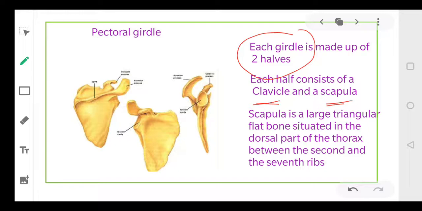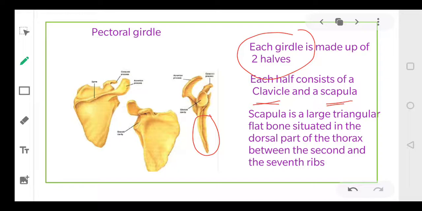And it has a spine. You can say the dorsal flat triangular body of scapula has a spine-like structure which is called acromion. So this spine-like structure is called acromion. Okay. And the clavicle will articulate with this.